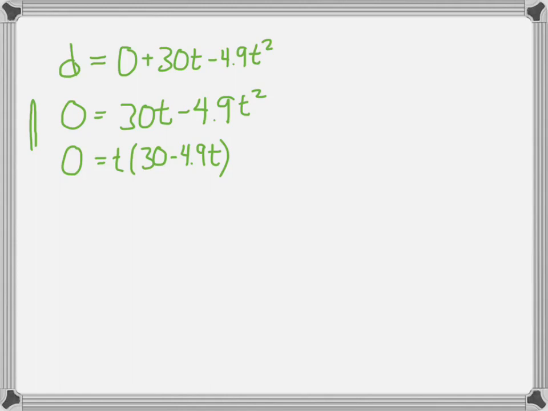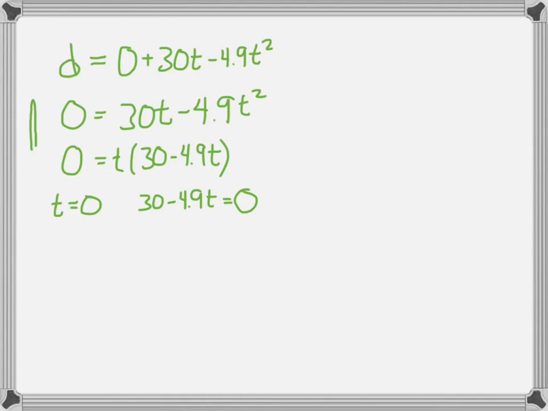So I get two possible values of t. The first one is that t equals 0, because if t is 0, then this times this will be 0, so the entire product will be 0. The other thing I can say is that the expression in the parentheses equals 0. So I can say 30 minus 4.9t equals 0, because if this expression is 0, then that times t also has to equal 0. So now I have an equation that's linear in t, so there are no squares to deal with, and I can simply solve for t.